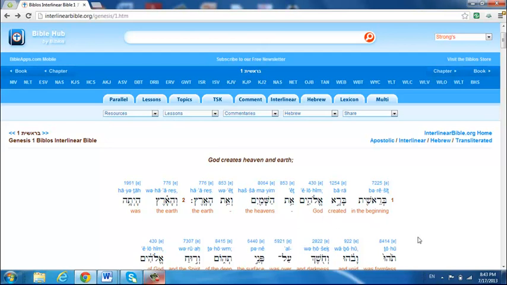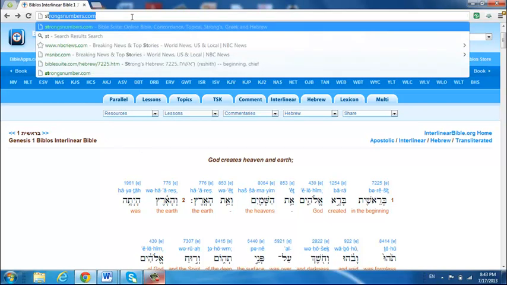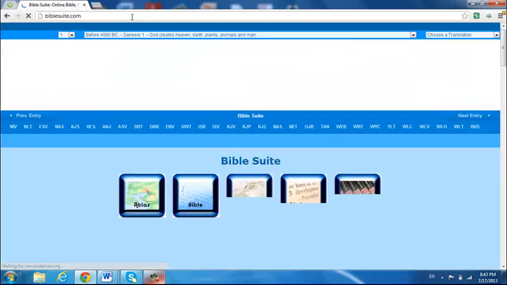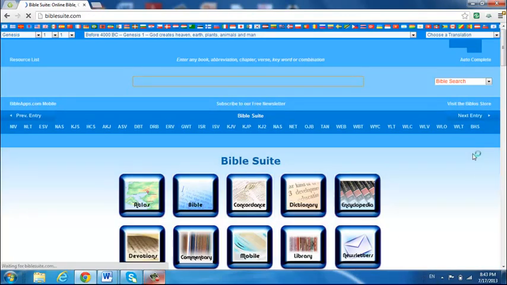I don't currently know of any online sites, free online sites, that have the parsings of all the Hebrew words. That doesn't mean it doesn't exist, but I don't know of one. Parsing means you give the component parts. I did want to show you strongsnumbers.com, which redirects basically here.